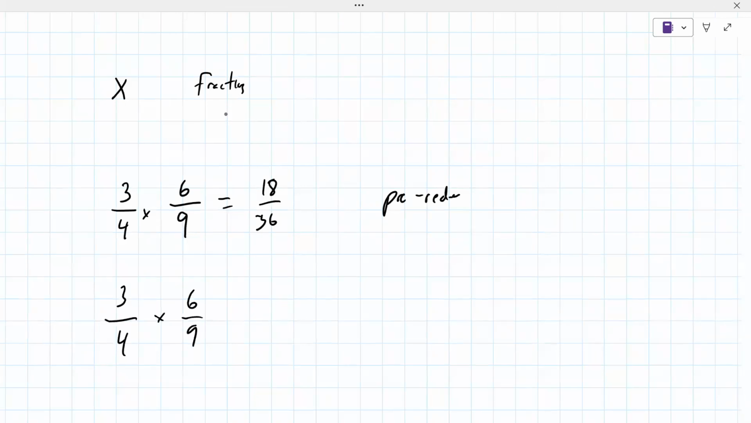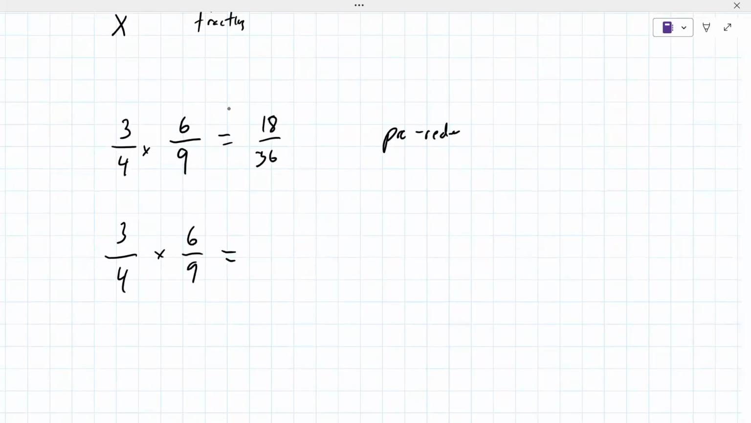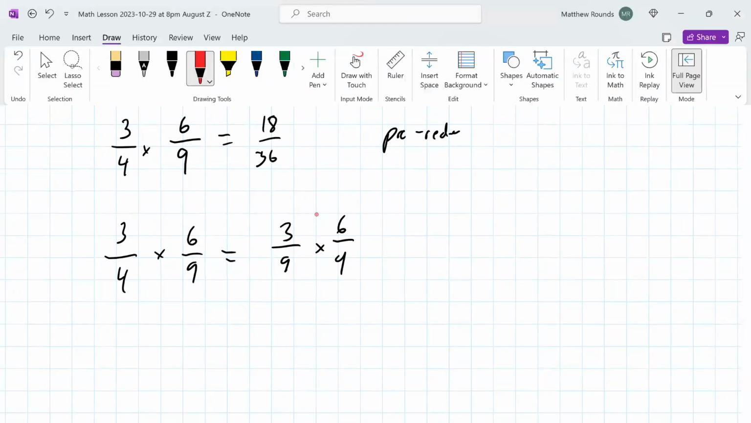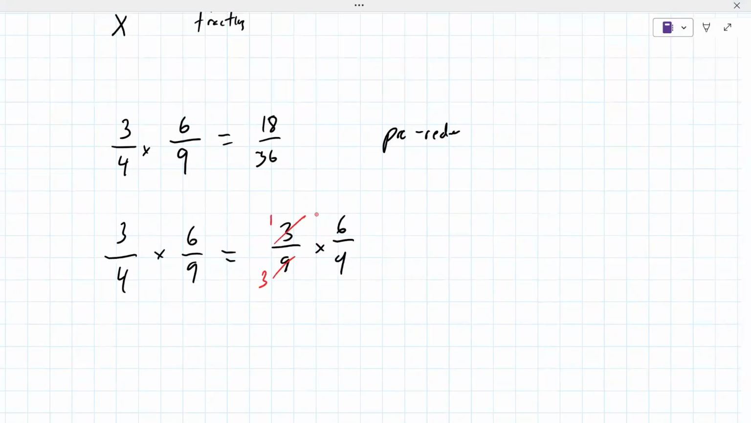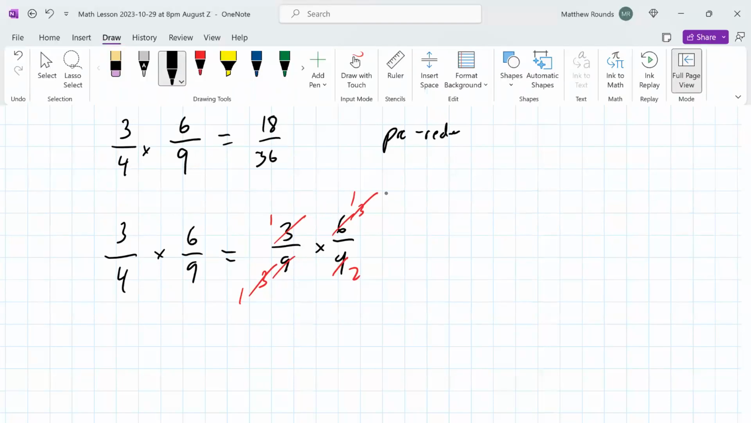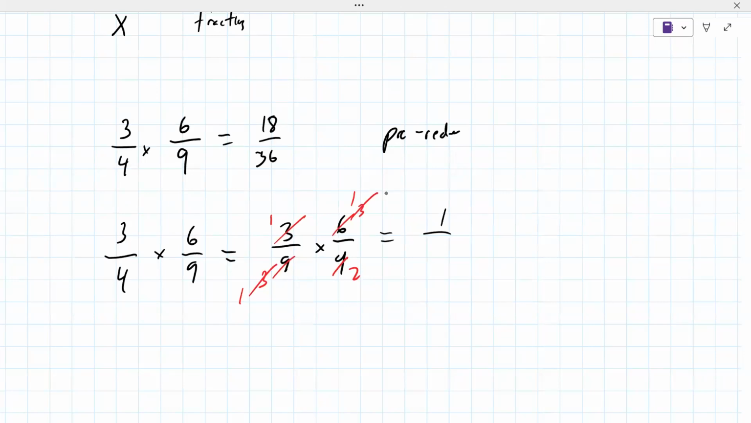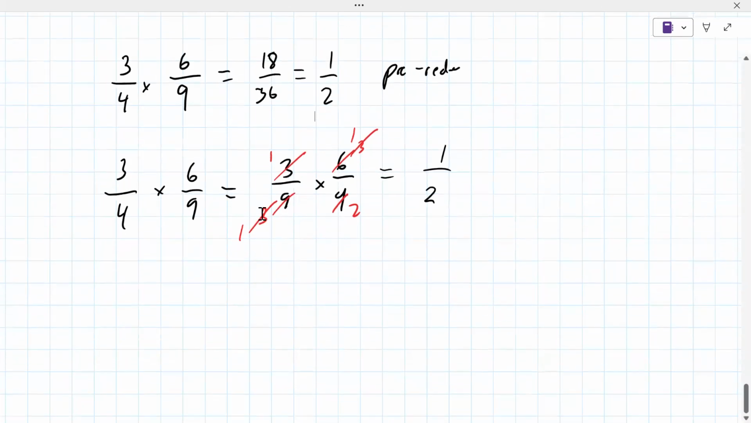And if you're uncomfortable, you can switch the number order. Like this can really be 3/9 times 6/4. It's okay to move the numbers around. You'll still get the same answer. So, like 3 and 9, divide both by 3. 6 and 4 both divisible by 2. Okay, and then the 3s cancel out, and you get 1 times 1, 1 times 2, one half, which is the same as 18/36. Okay. So if you can pre-reduce, you should.